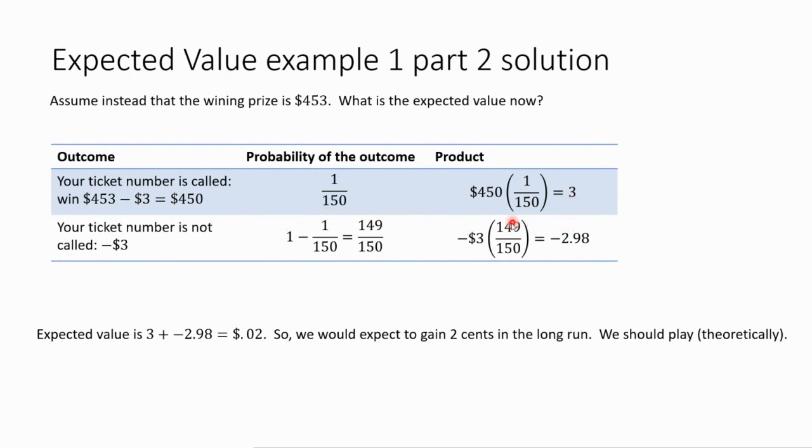The other outcome and product are the same. So now the expected value for us is 3 plus negative 2.98, or 3 minus 2.98, same thing, which is 2 cents, 0.02. So theoretically, we should play the contest and enter the contest. I mean, 2 cents is not a lot, but in the long run, we're going to win money, is what this is saying.